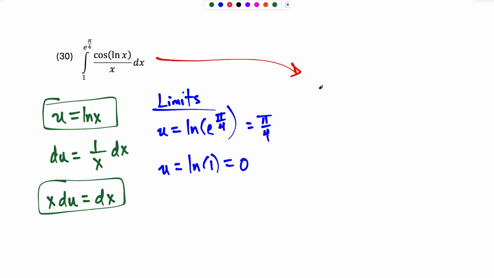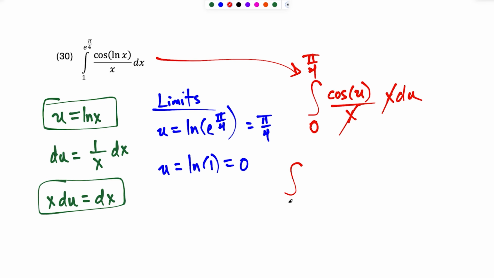So I could say now my new integral is going from not 1 to e to the pi over 4. It's going to go from 0 to pi over 4. And I'm going to have on the inside cosine of u over x, and then dx is equal to x du. And then see how x over x cancels nicely? So our new integral, and I'll write that over here so we have the space, is going to be the integral from 0 to pi over 4, and we have cosine u du. So now this is much simpler to deal with.